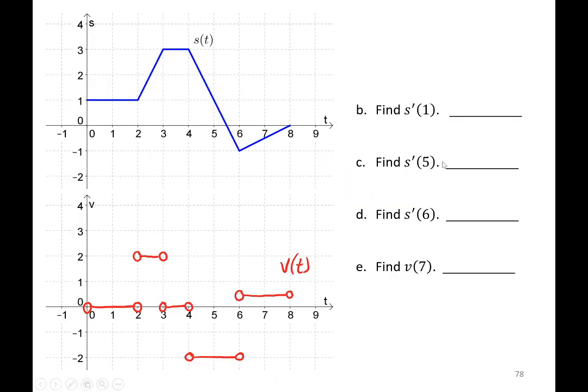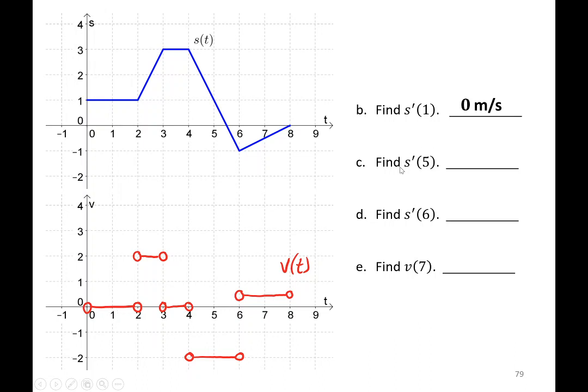Part B says find the first derivative of the position function at t equals 1. All right, well, the first derivative of the position function is the velocity function. Velocity is the first derivative of the position function. So we just have to find the velocity at t equals 1. So if we look over here to our velocity function and we read off the value of the velocity at that t value, you should get 0 meters per second. The y value there is 0 of the velocity function.